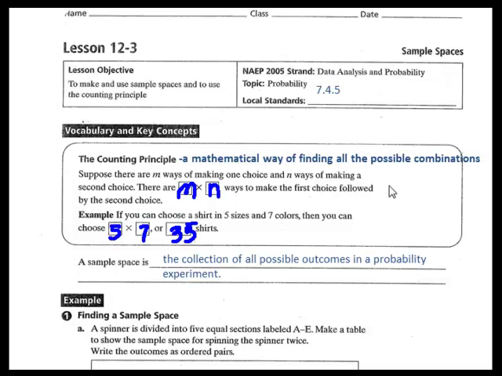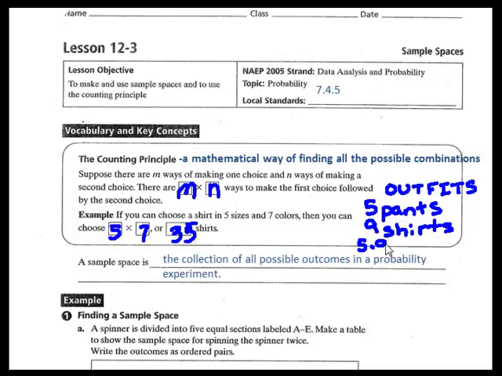Now, if we want to think of another real-life example, we could think of outfits. If you have 5 pair of pants, and you have 9 shirts, and you wanted to find how many total outfits you have, you could take 5 times 9 and find that you have 45 different outfits. If you need more time to finish writing down these examples, please pause the video at this time.